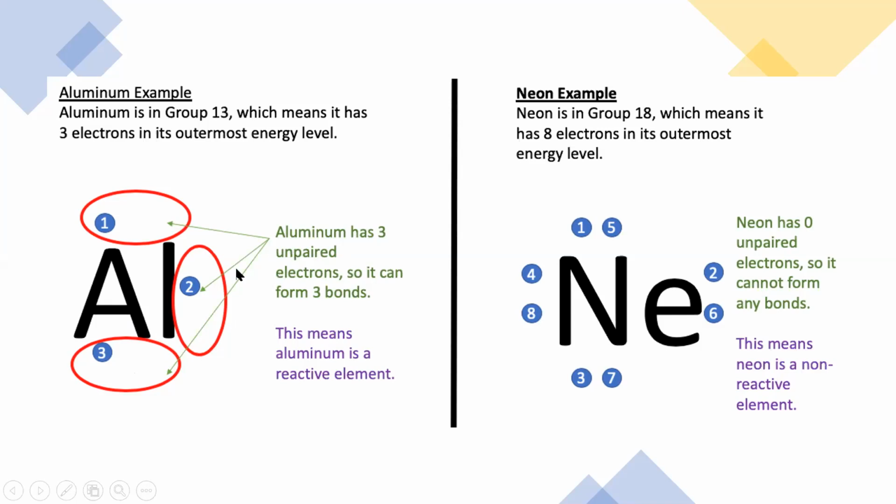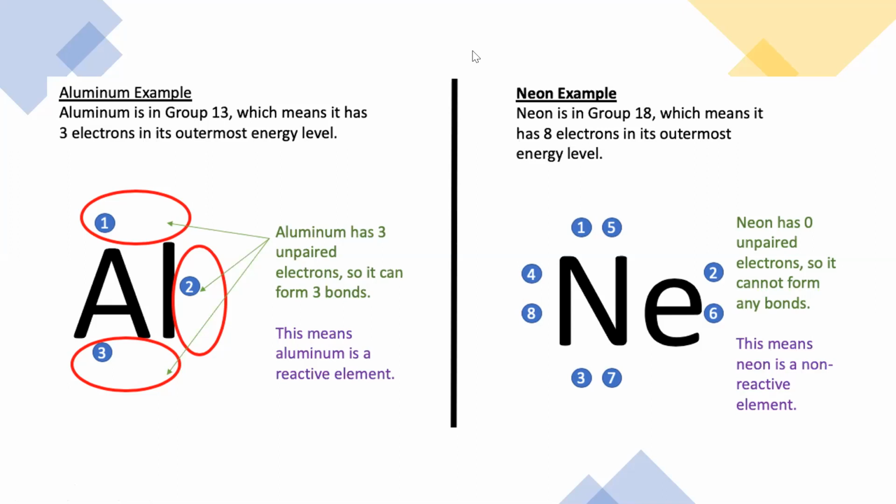What that means is aluminum can form 3 bonds. That also means that aluminum is reactive. If you look at neon, neon has 8 because it's in group 18. Every electron has a buddy. Neon's kind of happy. It cannot form any bonds, and it's a non-reactive element. So that's how you know.